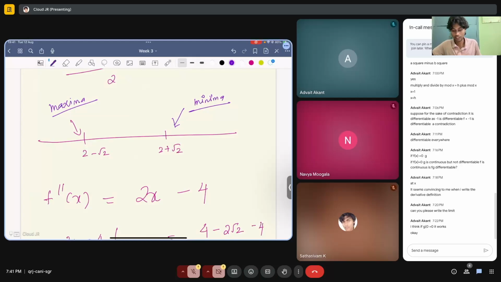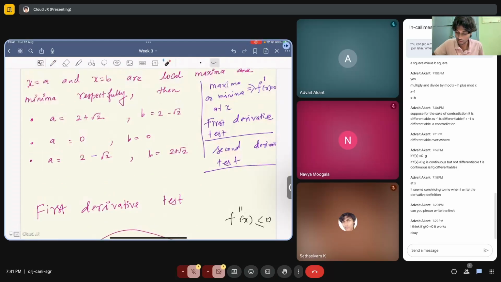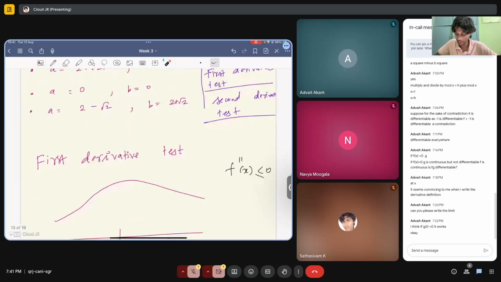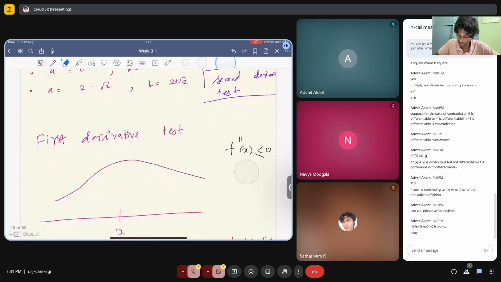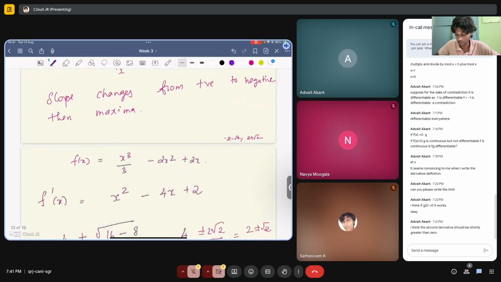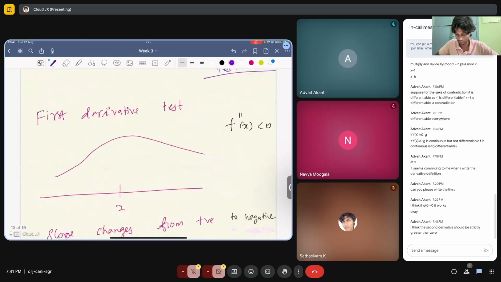Okay. So that's all. It's not very hard to compute. All you have to do is find the critical points and apply either the first derivative or second derivative test. The only issue happens when the second derivative test fails. Sorry, this is not less than or equal to 0, it's strictly less than 0. And here also it is strictly greater than 0.